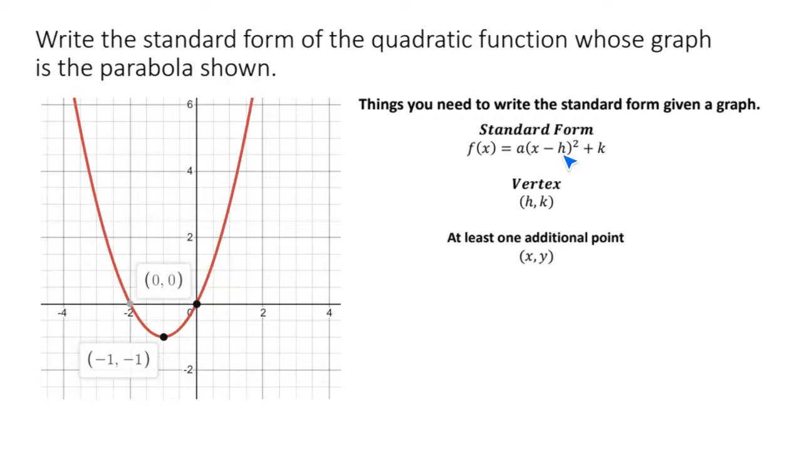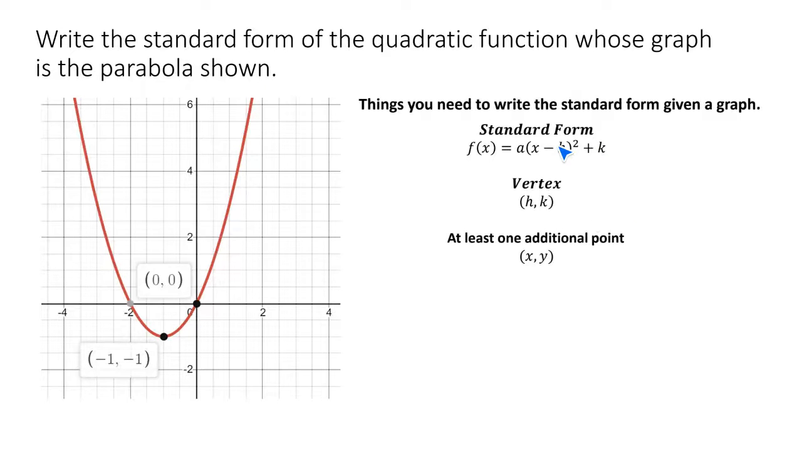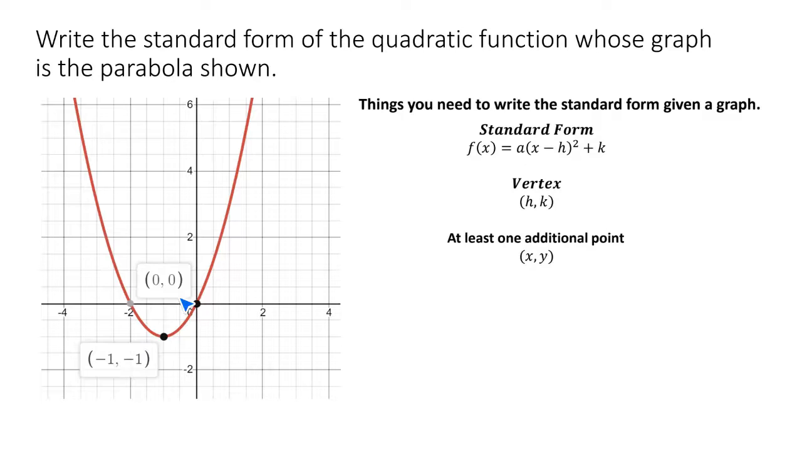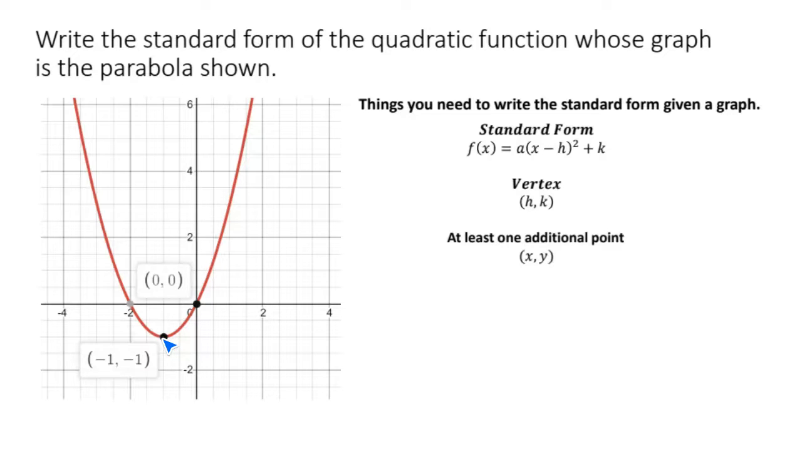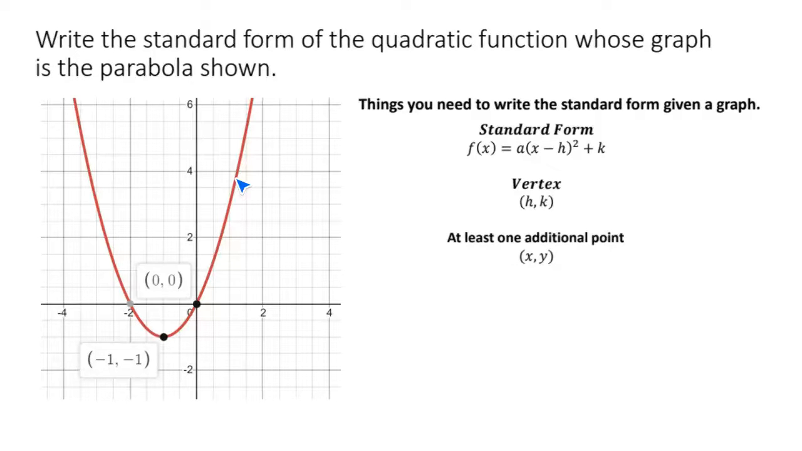And just a review here, your vertex is your h and your k. So in order to write the standard form from a graph, you need the standard form, and then you need at least 1 point. So if we look at our graph, the vertex is right here, and you need one additional point. You want to pick a point that you know for sure. So for example, I don't want to pick this point here because I don't know what the actual value of that point is, but I could use 0, 0, or I could use negative 2, 0.